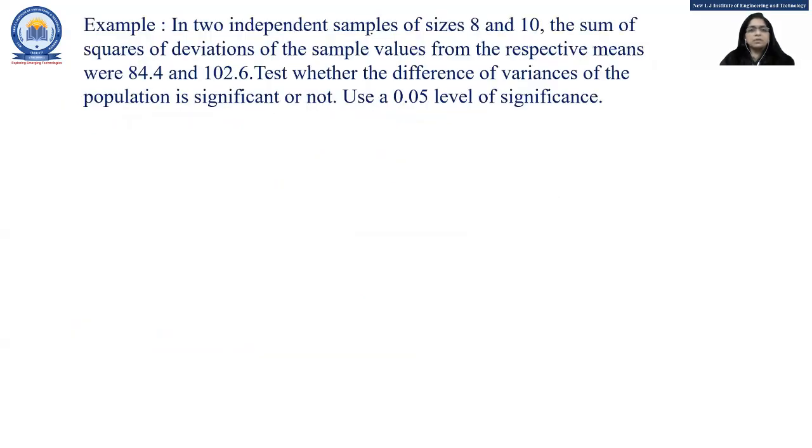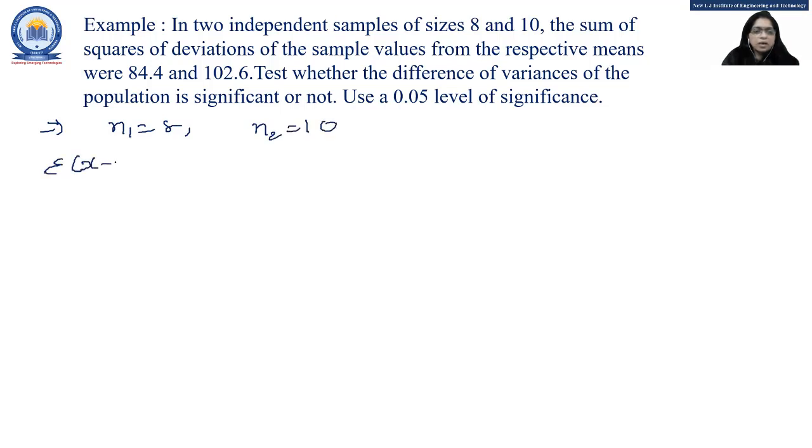In two independent samples of sizes 8 and 10, the sum of the squares of the deviations of the sample values from the respective means were 84.4 and 102.6. Test whether the difference of the variances of the population is significant or not. Use a 0.05 level of significance. So here, as per the given data, n1 is 8 and n2 is 10.